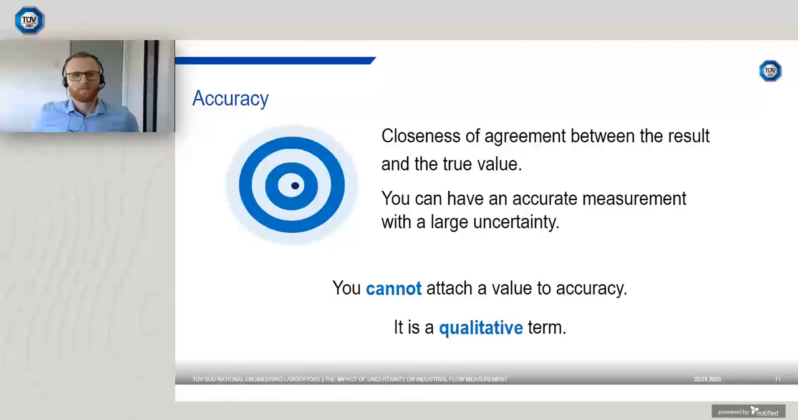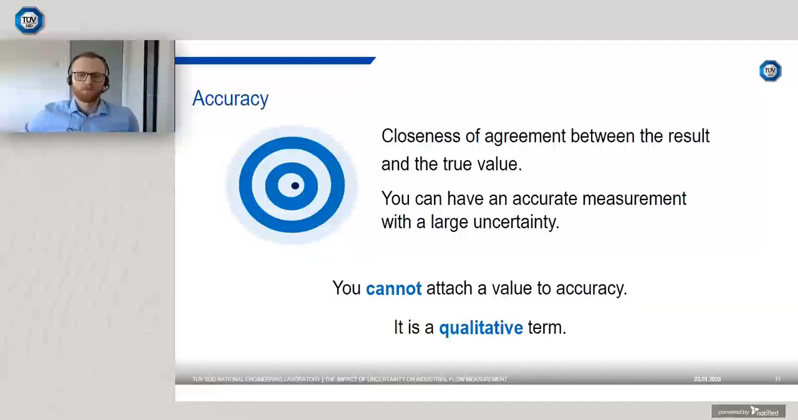So accuracy, this is how close there is an agreement between the result and the true value. You can have an accurate measurement with a larger uncertainty. So in a sense, you may be lucky and be close essentially to the true value with a measurement that has a larger uncertainty. An important point is you can't attach a value to accuracy. It's a qualitative term. So you can say, for example, this device is more accurate than that device. But when you attach a value to accuracy, you're actually speaking about uncertainty, and you subsequently will need to state a confidence level with that stated uncertainty.